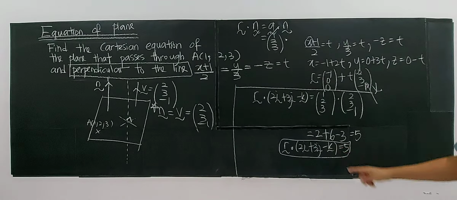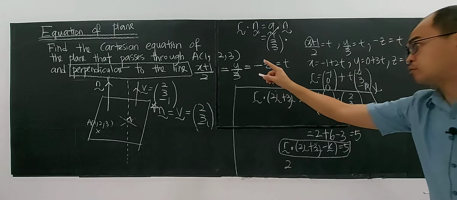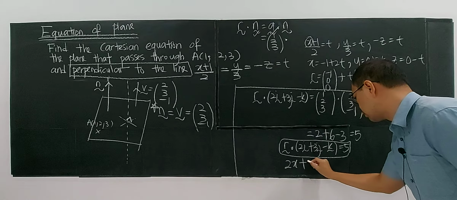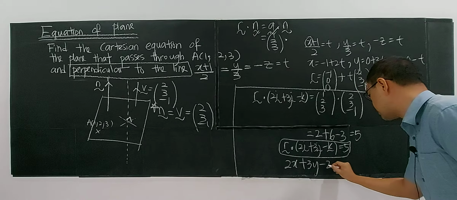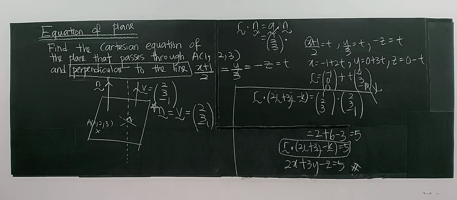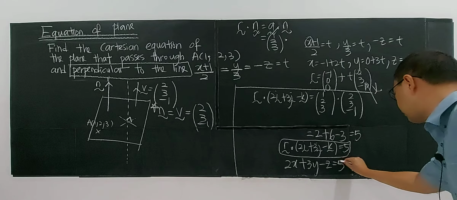Now we can convert this into Cartesian form, as the question requires the Cartesian equation. We just write i as x: 2x plus 3y minus z equals 5. So this will be the Cartesian equation for the plane, right?